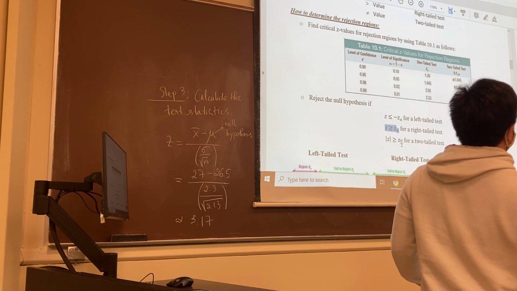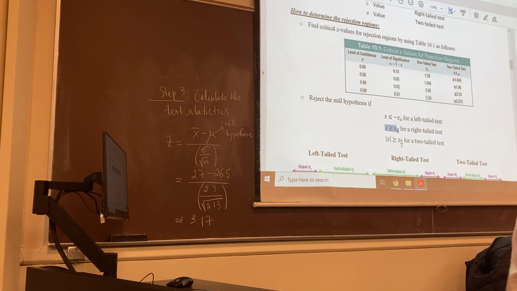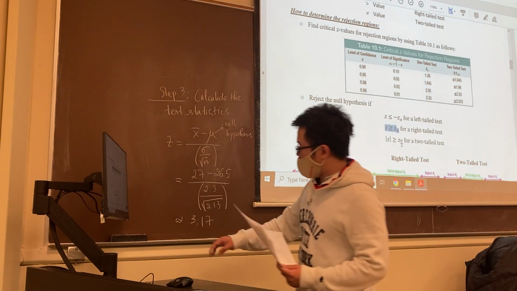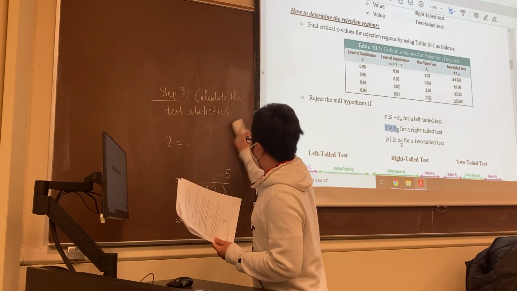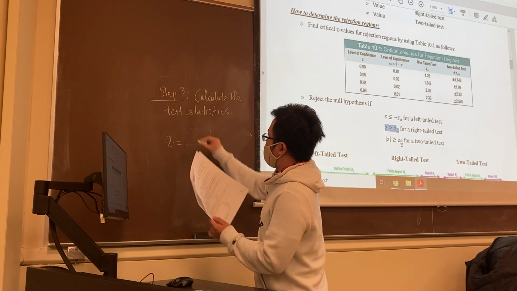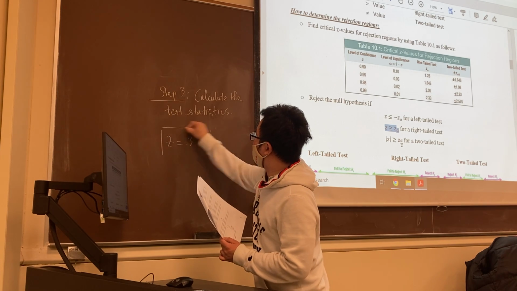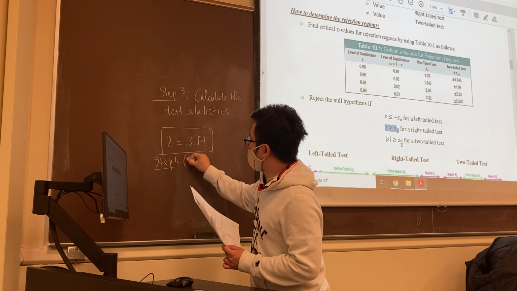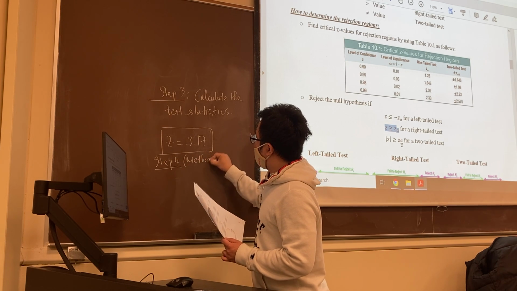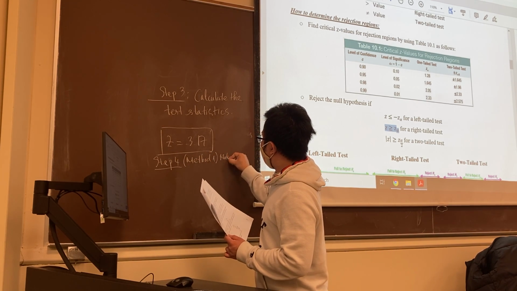I don't have any space to write, so I will erase these and write z here is 3.17. Now we will move on to step 4 and use method 1. Make a decision.